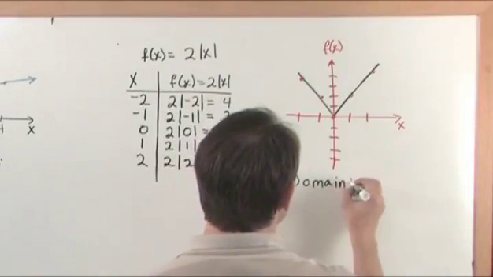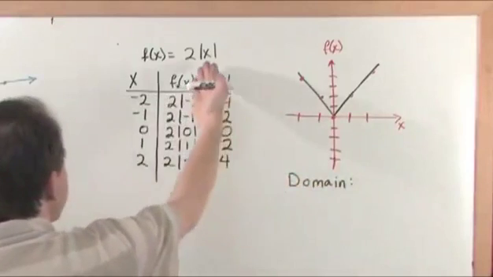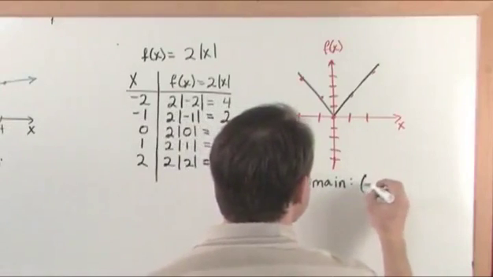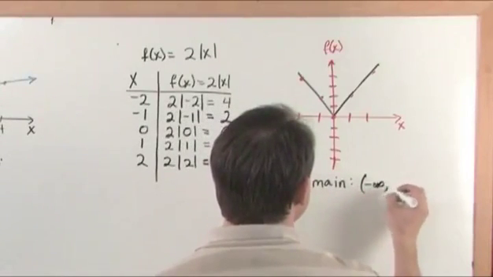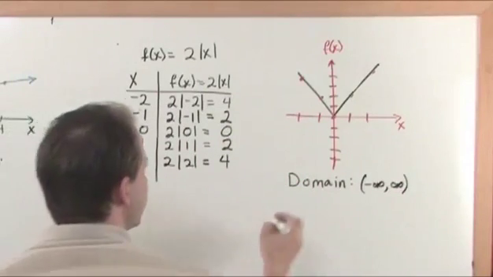Okay? So what is the domain of this function? What are the legal values of x you can put in here? Well, you can put any value of x into there. You can put -20 billion, you could put +30 million. So it's going to be -infinity to +infinity. Okay? What is the range?